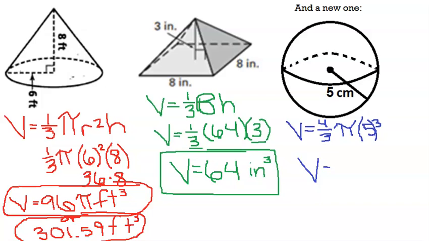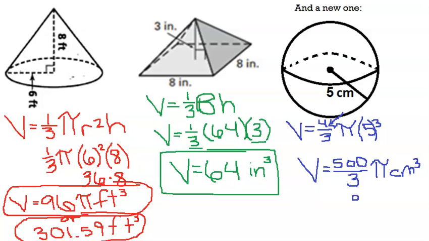So if you wanted the exact answer, then you would have to write 500 over 3. And the reason I didn't do that on the calculator is because it comes out to a repeated decimal, and I figured I didn't want to scare anyone away with it. 500 pi over 3 centimeters cubed. So again, 5 cubed is 125, and 125 times 4 is 500, so it would be 500 over 3.